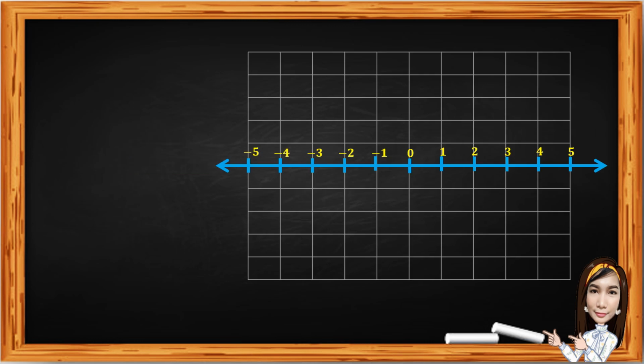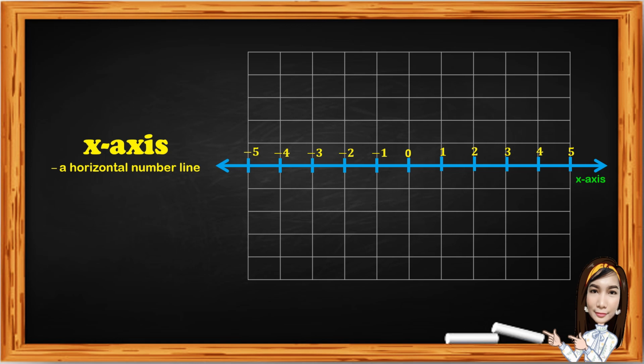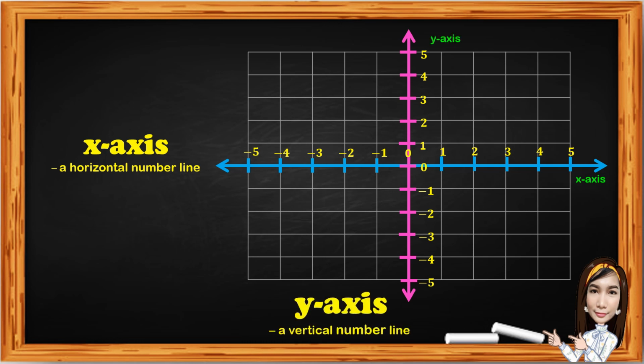Now, way back in grade 7, you already had the number line. 0 is the origin, and the numbers to the right of the origin are positive, or the numbers greater than 0. And the numbers to the left of the origin are negative, or the numbers less than 0. So here, that horizontal number line is what we call the x-axis. If we are going to draw another number line, it will be perpendicular to the x-axis, and that is what we call the y-axis, or the vertical number line. Together, they are called the coordinate axes.